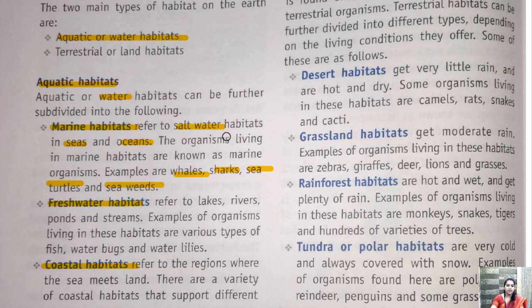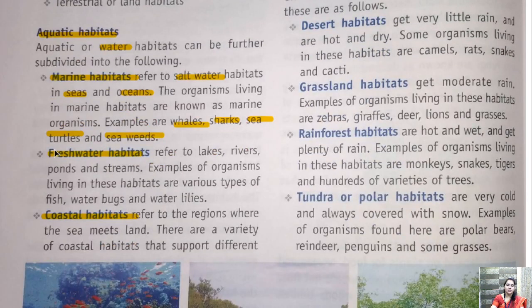Got it? Now coming on to next, we have a fresh water. Fresh waters are not salty. Okay? Fresh water can be lakes, river, ponds, stream. So the water of lake, river, pond and stream are fresh water. They are not salty water. Isn't it? Aap Ganga ji ka pani dekhe, it is not salty. Okay?